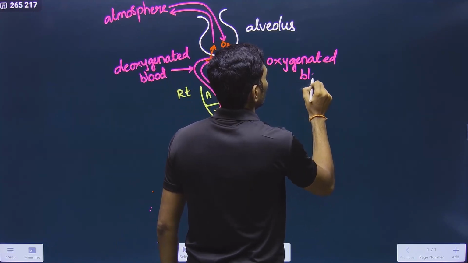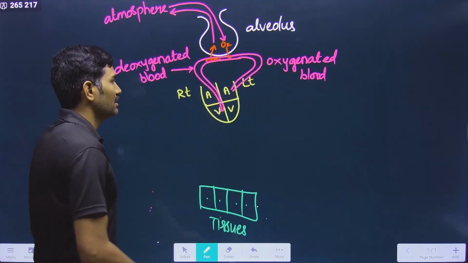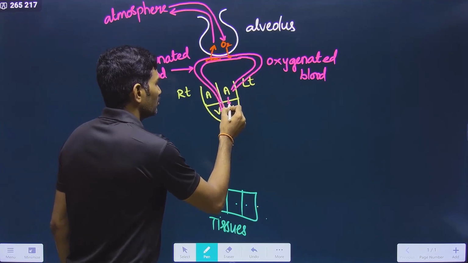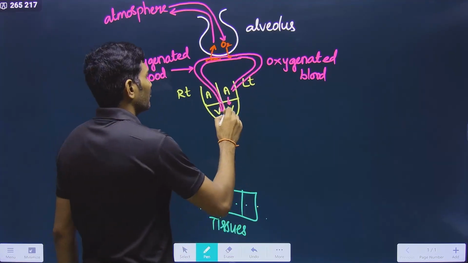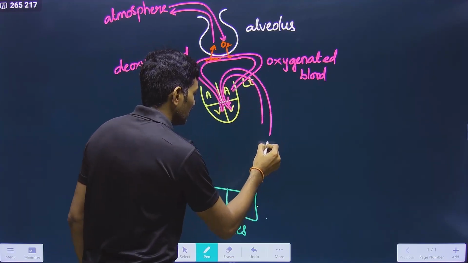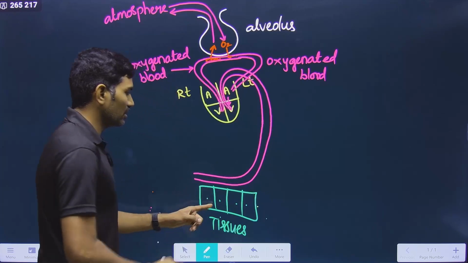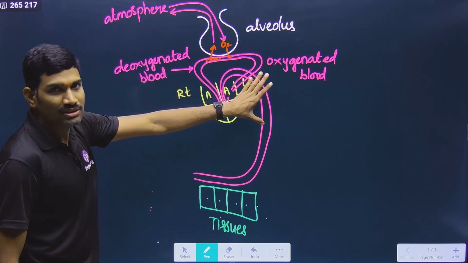Oxygenated blood is coming into the left atrium, and from there it comes into the left ventricle. From the left ventricle, it is supplied to the entire body parts. Let us see that it is supplied to the body parts, and this is also oxygenated blood.